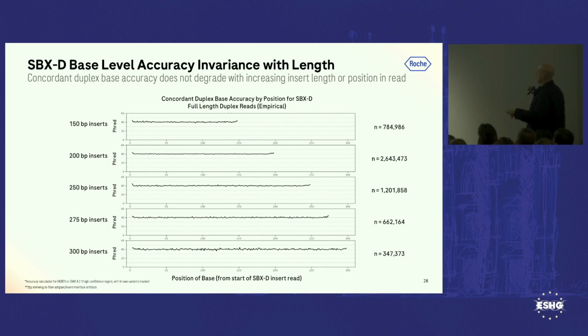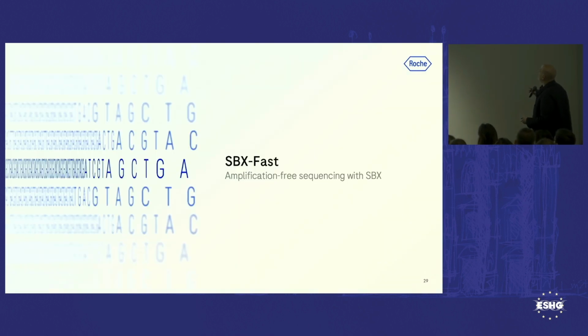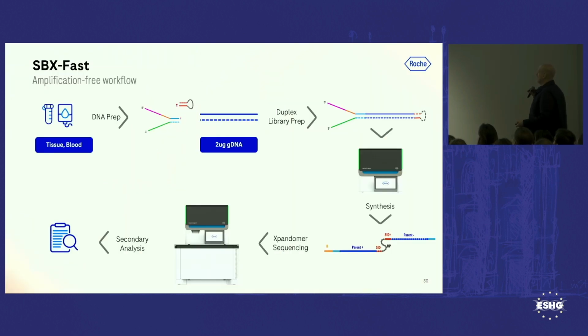So no drop-off in accuracy across length. Okay, SBX fast, very similar to SBXD, only we don't do the linear amplification step. We put more sample in, in this case 2 micrograms, but we don't have an amplification step here. 2 micrograms is really driven by the level of plex that we have.